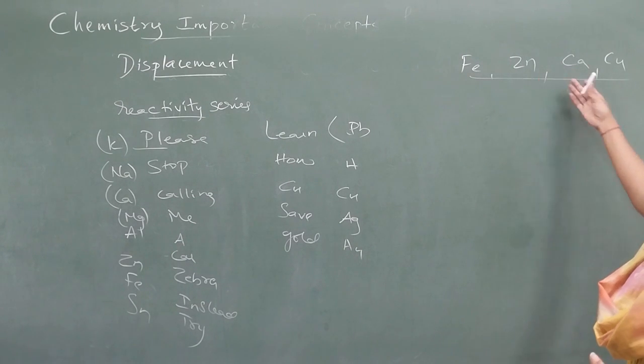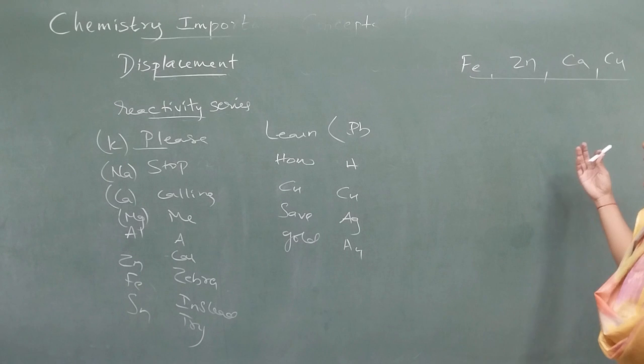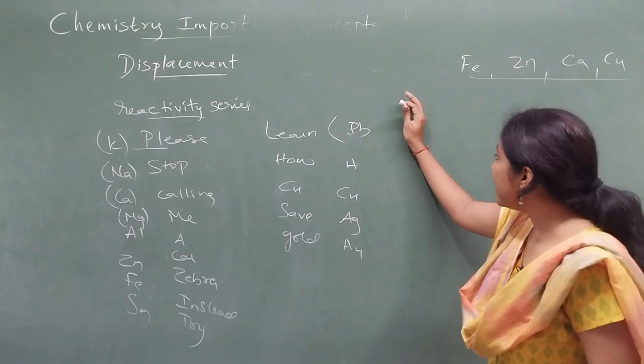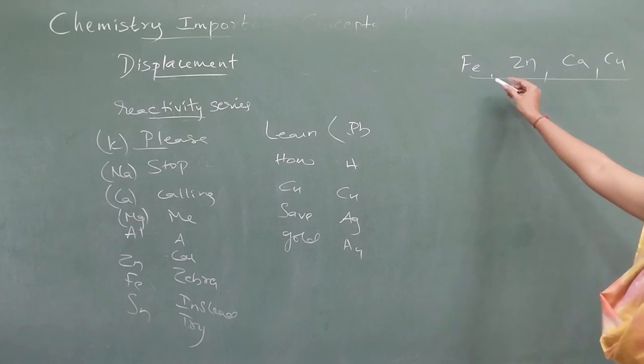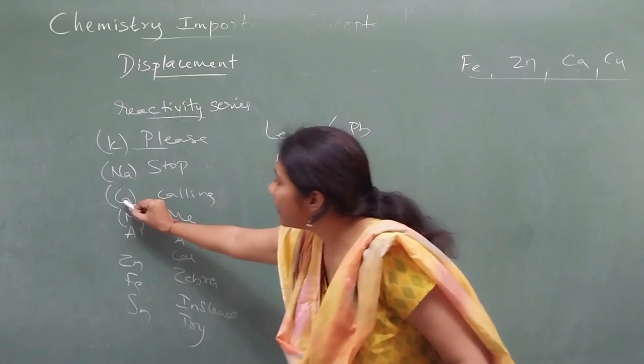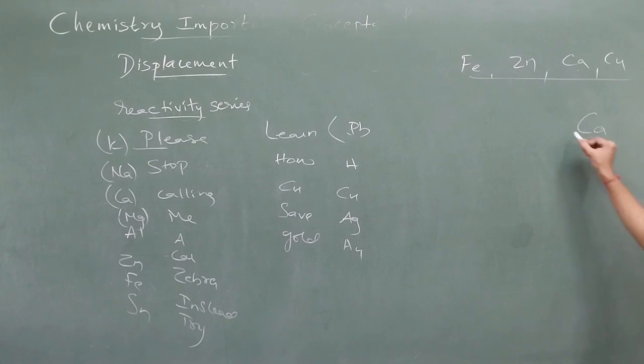Okay, so arrange them in the increasing order of their reactivity. Increasing order means what? Less reactive to more reactive. Okay, first we will write more reactive, guys. So which is more reactive? Calcium comes in the topmost position. So calcium is more reactive, right?